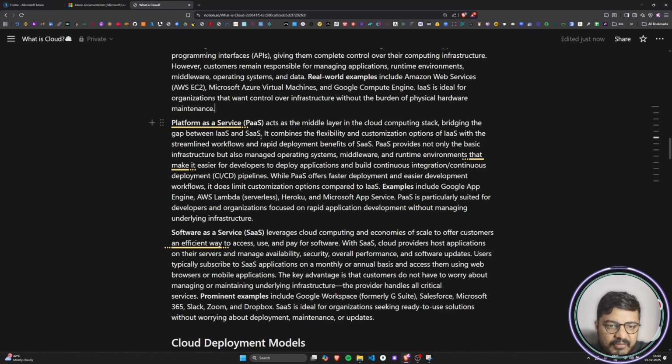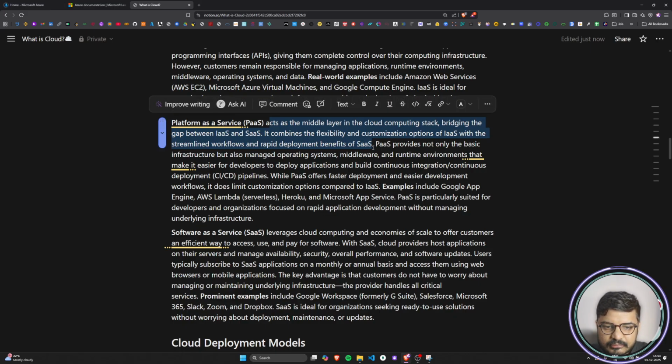Then if I talk about platform as a service, platform as a service acts as a middle layer in the cloud computing stack, bridging the gap between infrastructure as a service and software as a service. It combines the flexibility and customization options of infrastructure as a service with the streamlined workflows and rapid development benefits of software as a service.